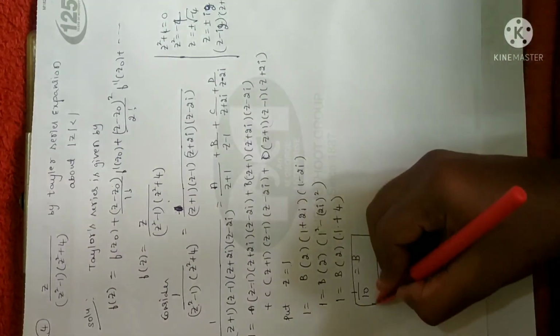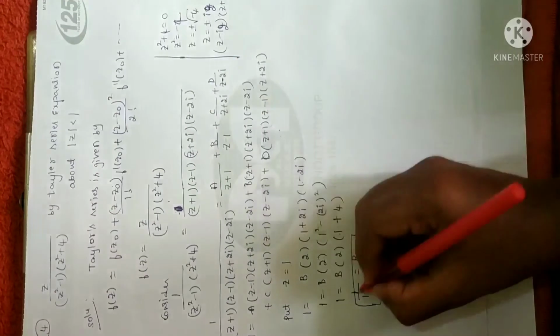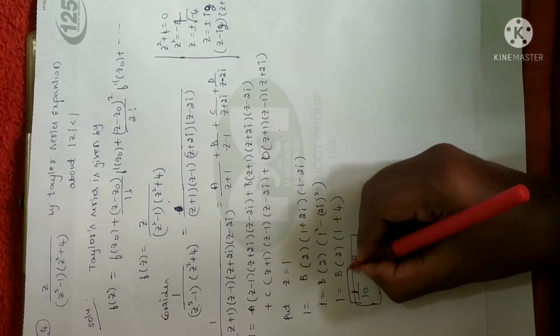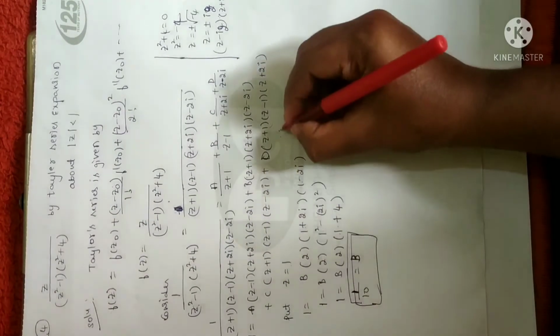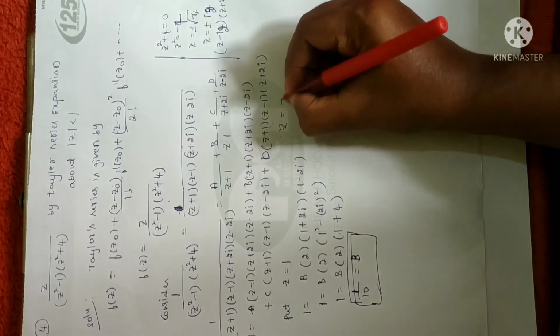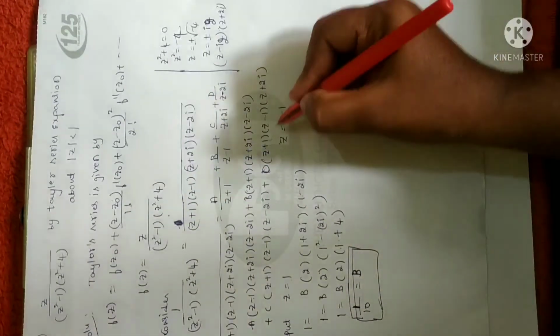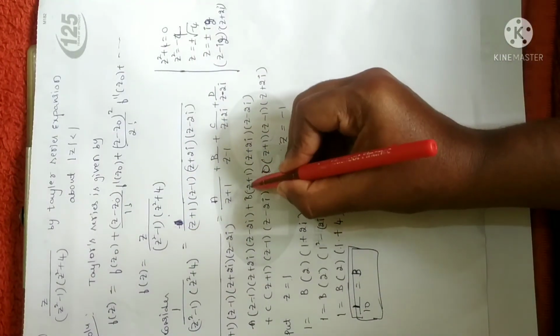Now let me simplify the next term. Let me substitute. It is 1 divided by 10. Fine. b is equal to 1 divided by 10. So let me substitute z is equal to minus 1. So when you put minus 1, the z plus 1 terms will not be there. Replace it with minus 1.